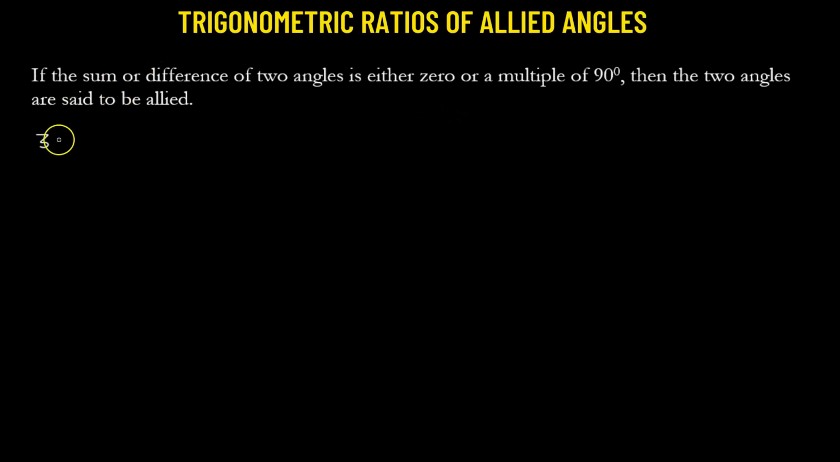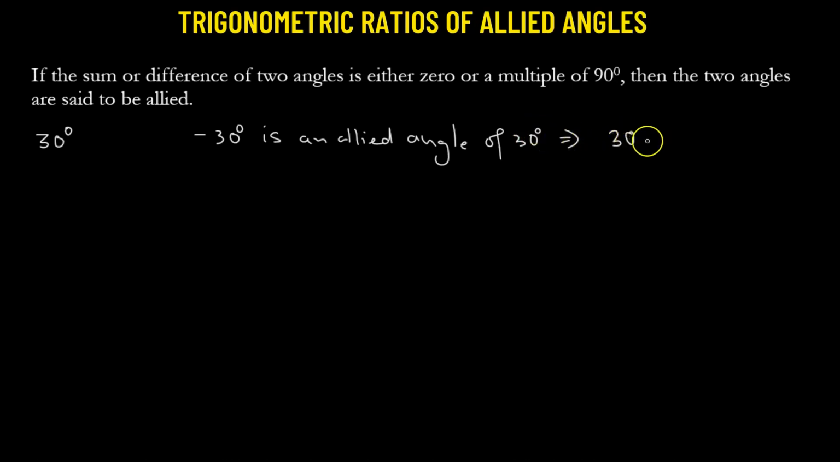Let's say we have an angle of 30 degrees. We'll try to find the allied angles of 30 degrees. So we can consider negative 30 degrees. This is going to be an allied angle of 30 degrees. The reason is that when we add 30 degrees with negative 30 degrees, we get 0, right?